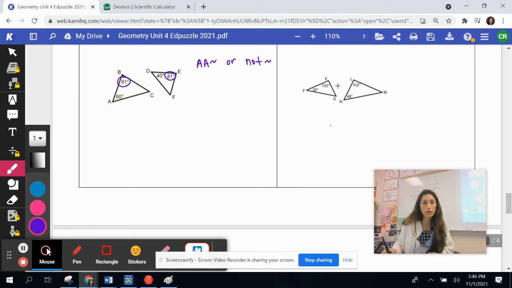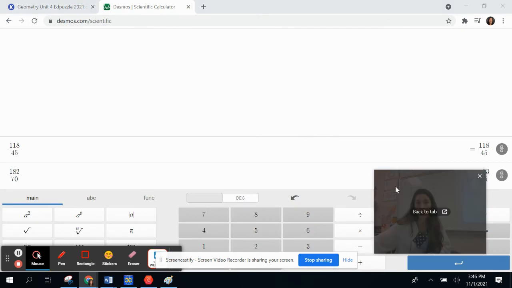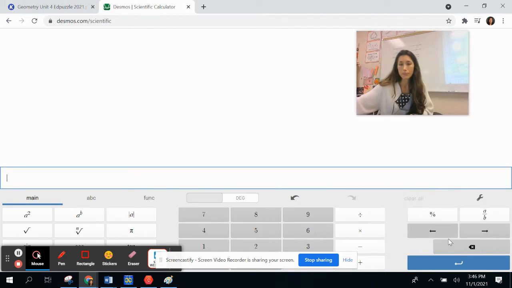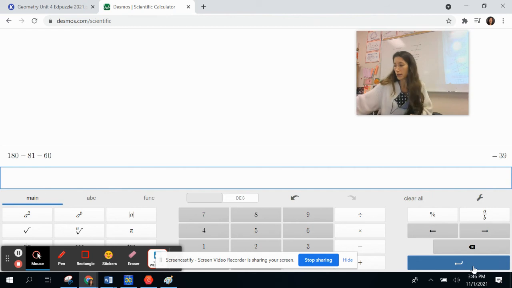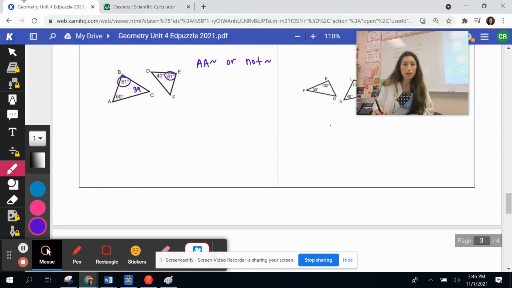So now what we can do is take 180 degrees and subtract 81 and subtract 60. Let's go ahead and do that. 180 minus 81 minus 60 degrees, and we're left with 39. So that would be here. Now, technically, you don't have to do the other angle, but we can take 180 and subtract the 81 and the 40. We're left with 59. So this angle here would be 59.